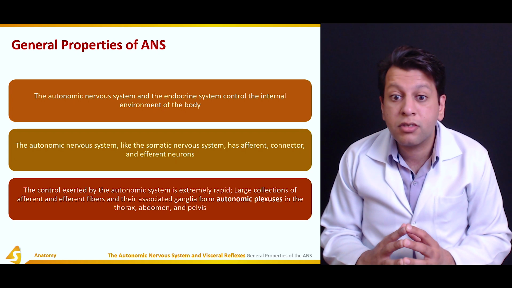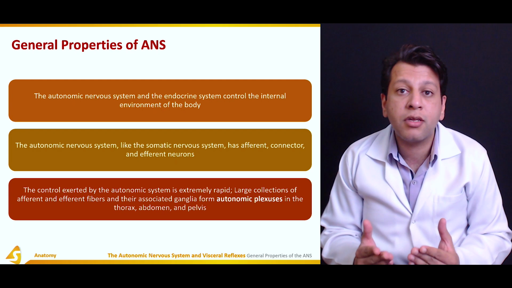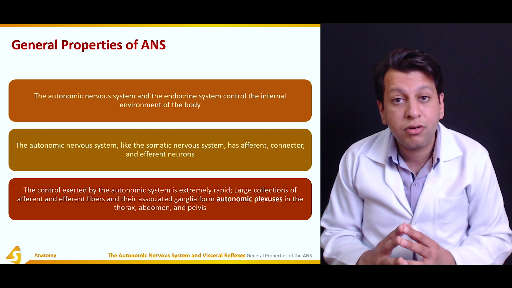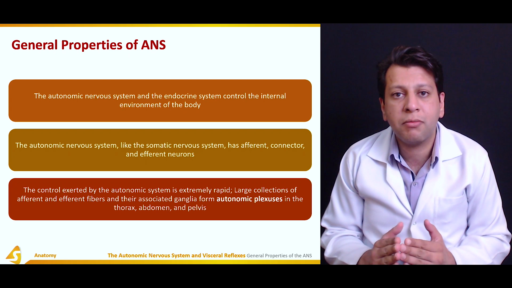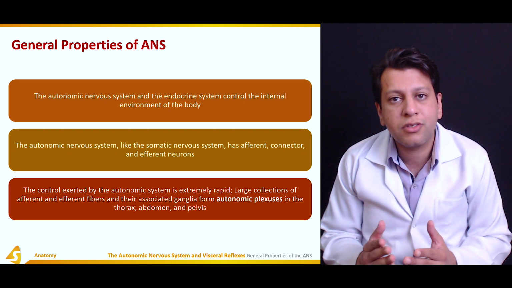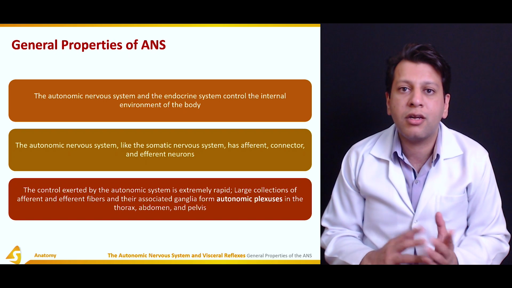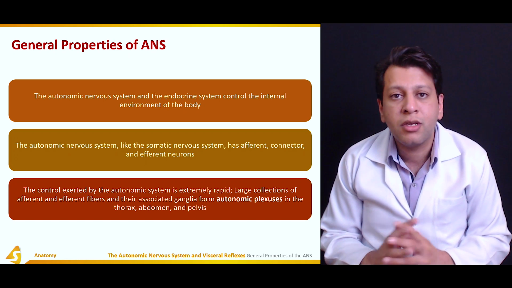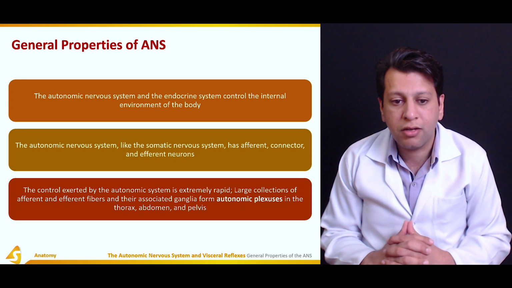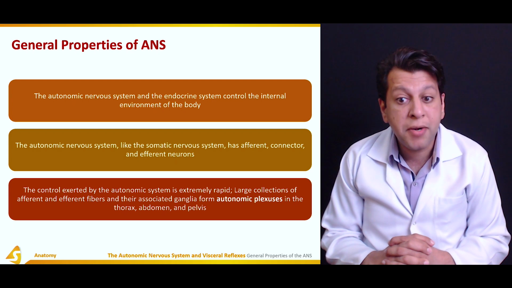The autonomic nervous system, like the somatic nervous system, has an afferent, which is bringing in the information from the organ. Then there's a connector neuron which synapses in the spinal cord, and there's an efferent neuron which exits the spinal cord. In the case of the sympathetic nervous system, it goes to the ganglia. In the case of the parasympathetic nervous system, it goes to the organ itself, and then it synapses in the visceral ganglia. The control exerted by the autonomic nervous system is extremely rapid.